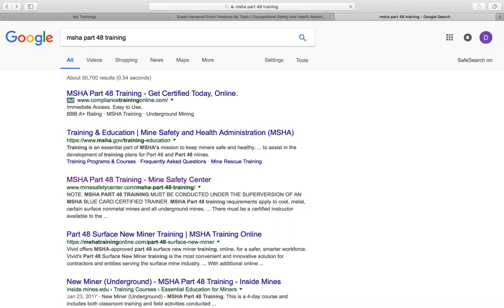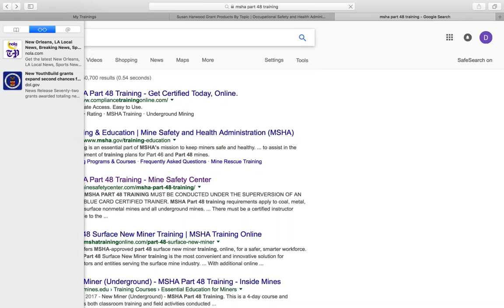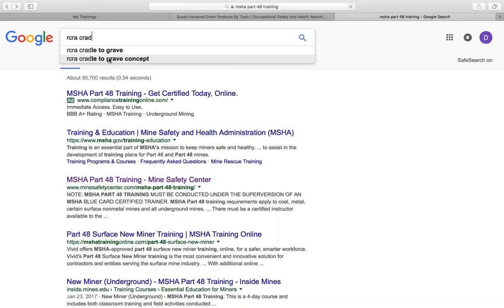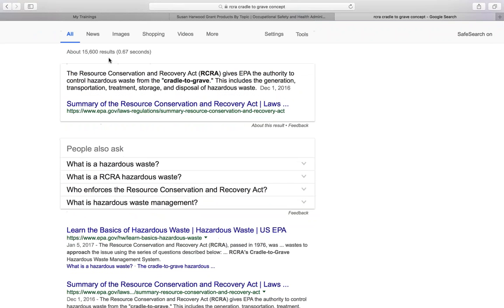Let me show you really quickly, folks. Okay, this is basically what you're talking about right here. It gives the EPA the authority to control hazardous waste from cradle to grave. Basically it holds the organization accountable for whoever's it is.